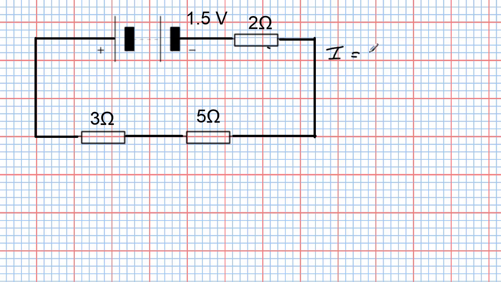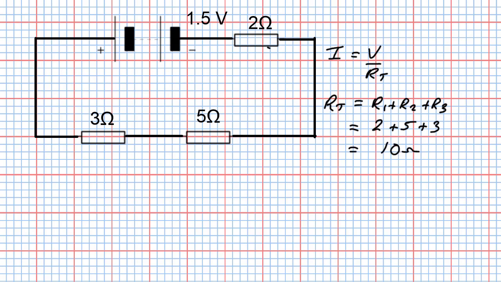I equals V divided by the total resistance, RT. Now we know for a series circuit, the total resistance is simply the sum of all the resistances in the circuit, R1 plus R2 plus R3. So that's going to give us 2 ohms plus 5 ohms plus 3 ohms. So the total resistance of the circuit is in fact 10 ohms.